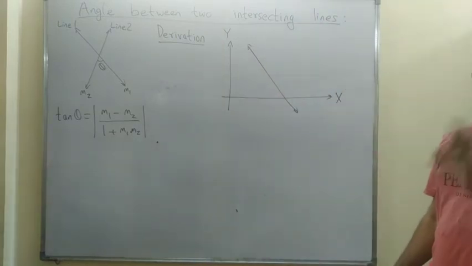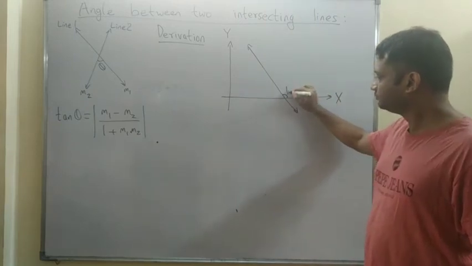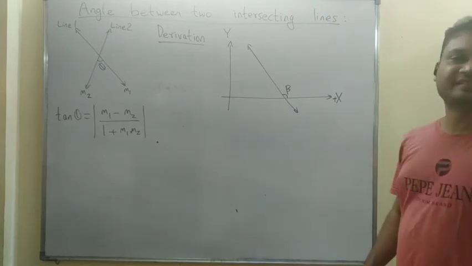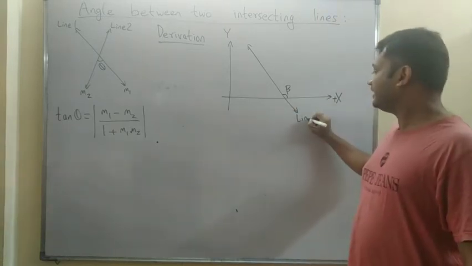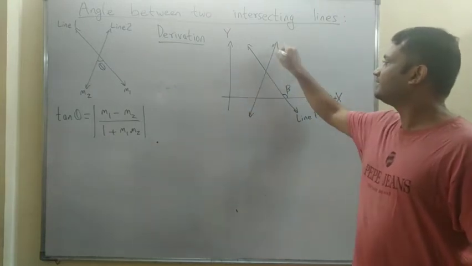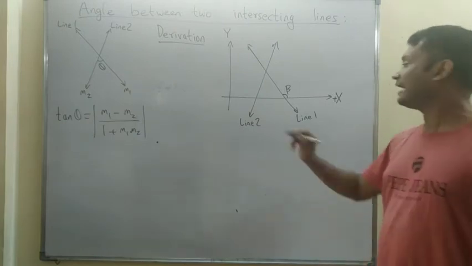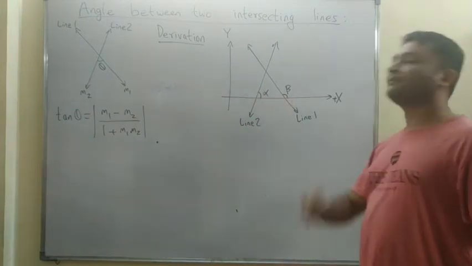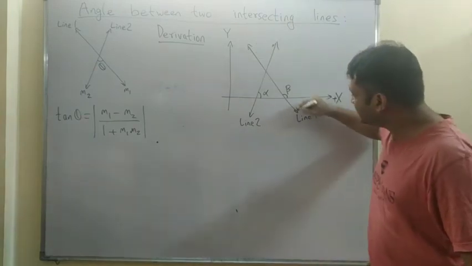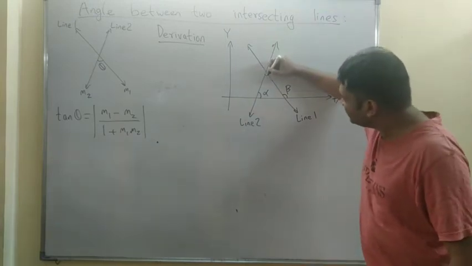So let us say we have two lines. This is, let us say, line 1, making some angle beta with the positive x-axis. And let us suppose we have another line, let us say line 2, making some angle alpha with the positive x-axis. So the angle between line 1 and line 2 is, let us say, theta.